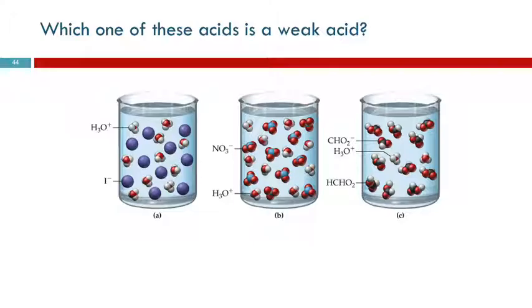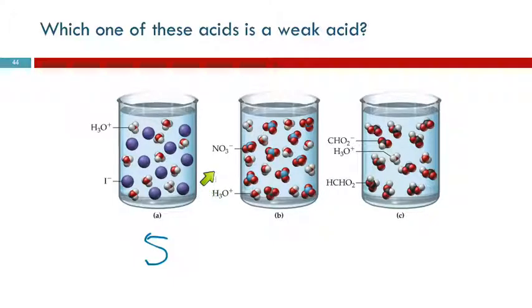So if we look at these illustrations of some acids, we should be able to tell by looking at these pictures: are these strong or weak acids? So let's look at this first one. Here we have hydronium ions and iodide ions, and this would be from hydroiodic acid. Is this a strong or a weak acid? It's a strong acid. We don't see any hydrogen iodide molecules. So that one's strong.